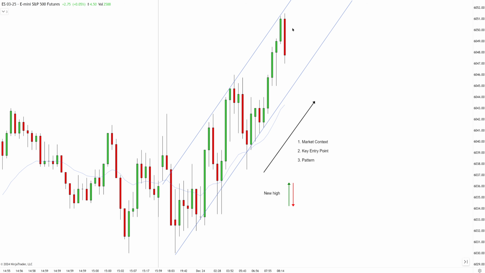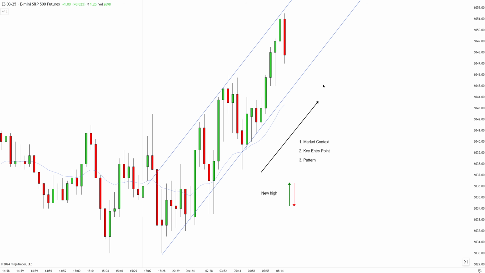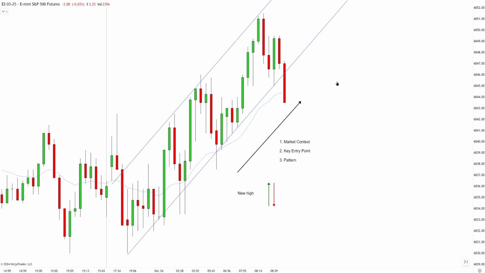However, I cannot really go long just yet this far from the key entry point and the EMA. I want to see prices pulling back. This is where I'm going to start considering buying, where the correction phase will end and the brand new push phase is about to start. So let's see what's going to happen.